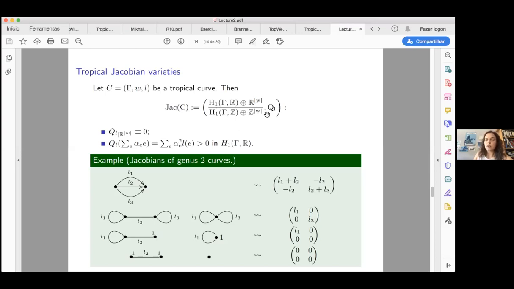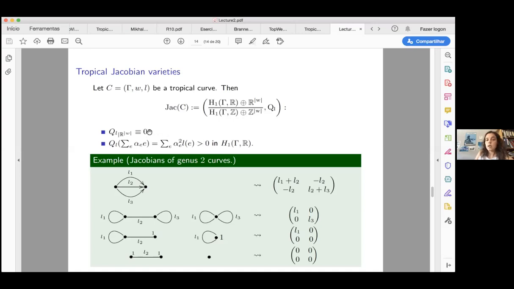So this is the real torus of dimension G, and the quadratic form is defined like this. It's trivial on this extension to the weights. Okay, so you see that if your curve is pure, remember this means that there are no weights. If there are no weights, this is not here. In this situation, you would have a positive definite quadratic form, so a pure tropical abelian variety. Otherwise, you will get zero.